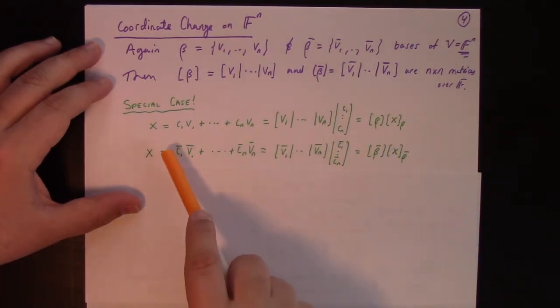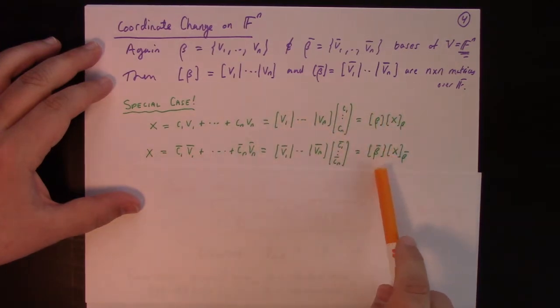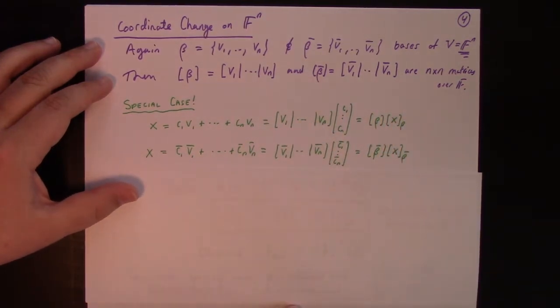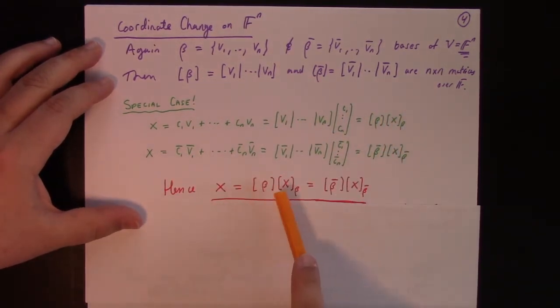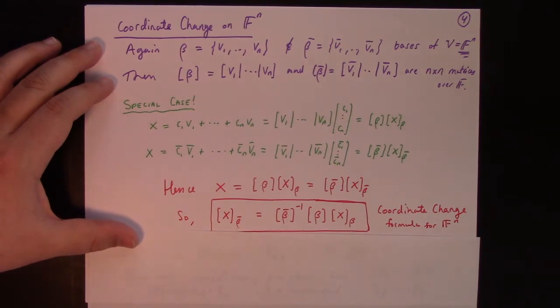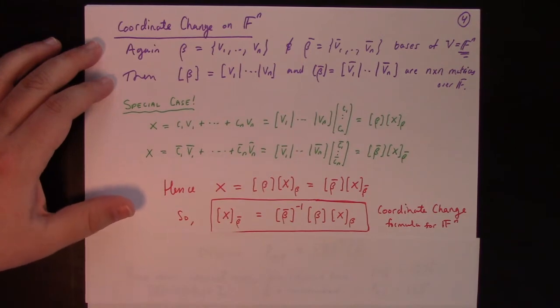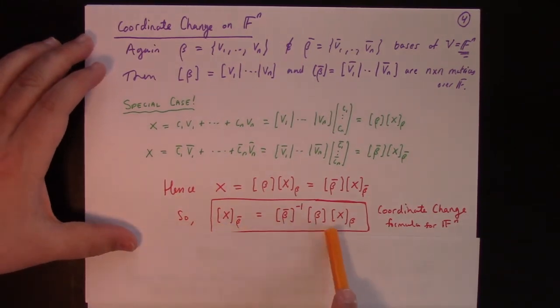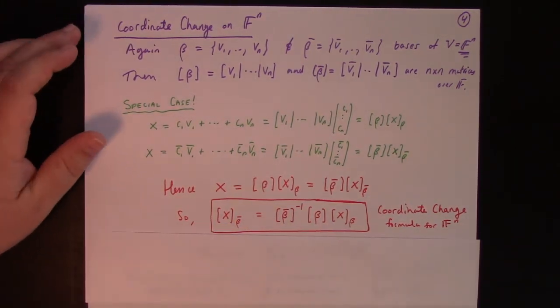And so these are just two different ways to build X, one from the beta basis, one from the beta bar basis. And so we have this equality, and then we can solve for the coordinate vector with respect to the beta bar basis, and there it is. The coordinate vector with respect to the beta bar basis is the inverse of the beta bar matrix times the beta matrix times the coordinate of X with respect to the beta basis, and that's how you change coordinates on Fn, or usually Rn.